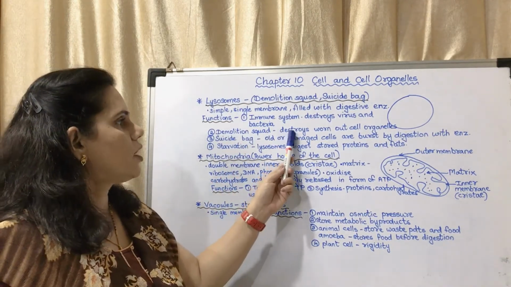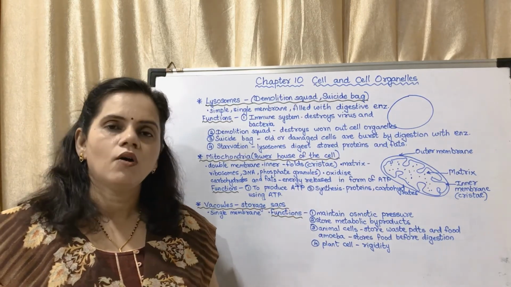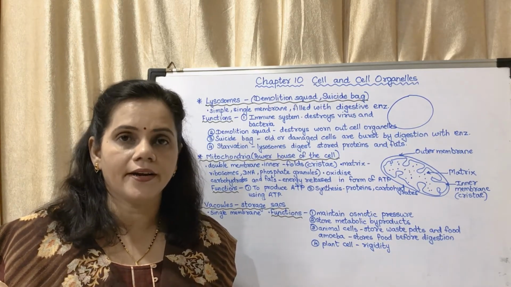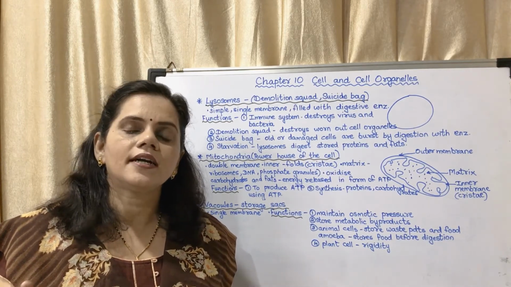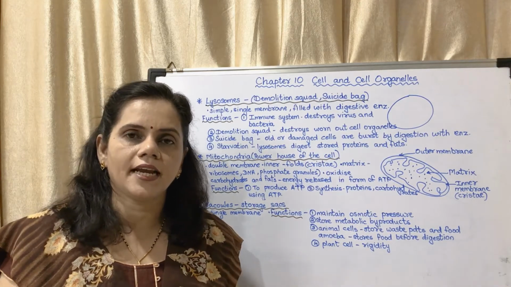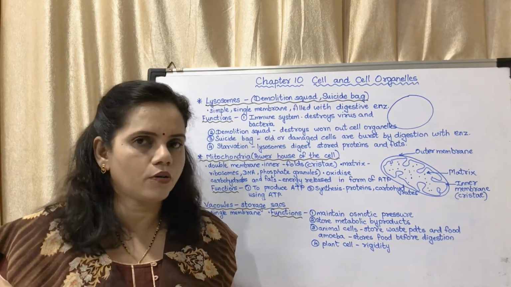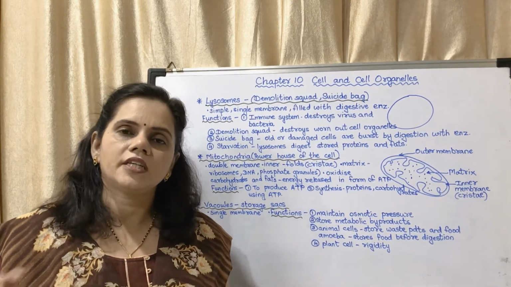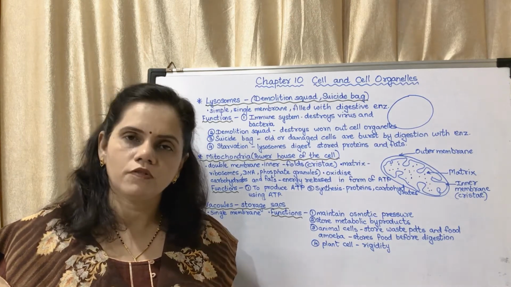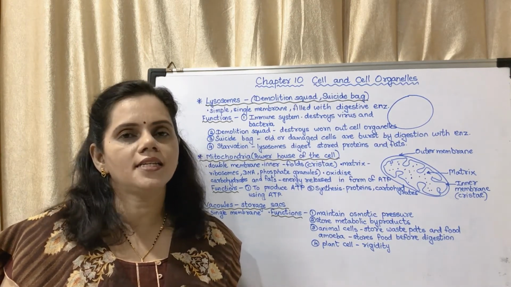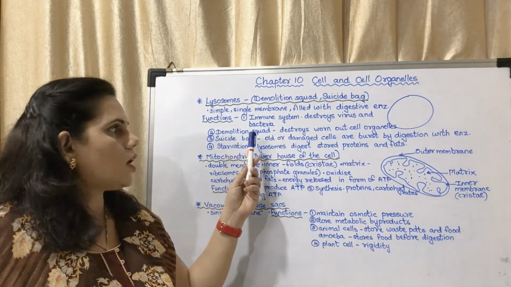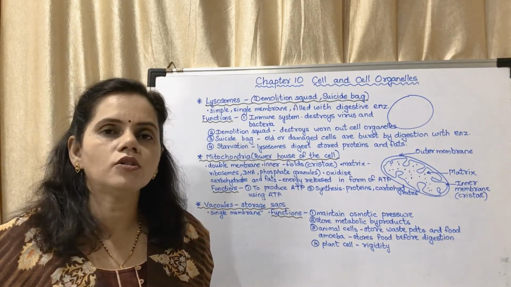Next is demolition squad. It demolishes, destroys worn out cell organelles. Worn out cell organelles means whatever cells are formed today won't last lifelong. It has a particular life period, after that period it dies. Those dead cells have to be removed from the body. You know that we have dead cells on our skin, and when we take a bath, the dead cells are removed. Similarly, inside the body also there are some cells which have a life period. After that life period, those cells die, and they have to be removed from the body. Those dead cells are digested by these lysosomes. That is why it is called the demolition squad, because it destroys the worn out cell organelles.